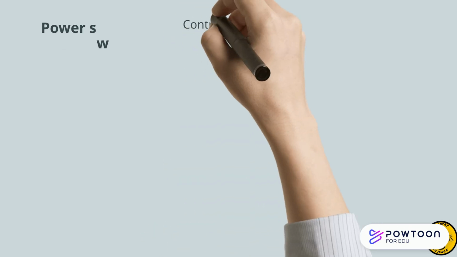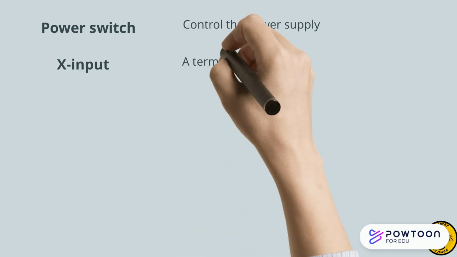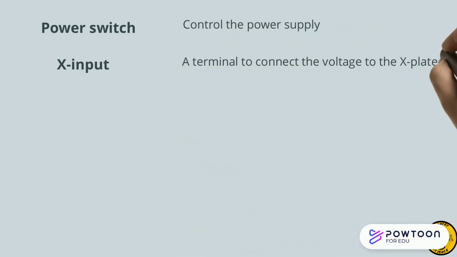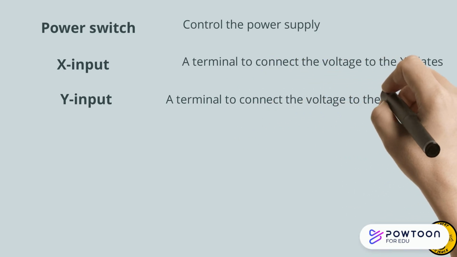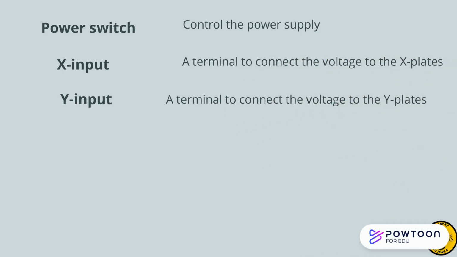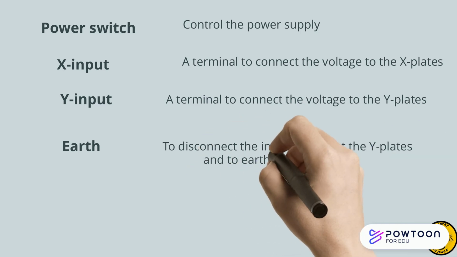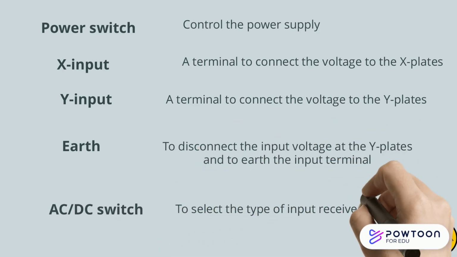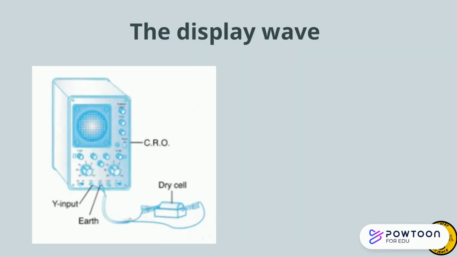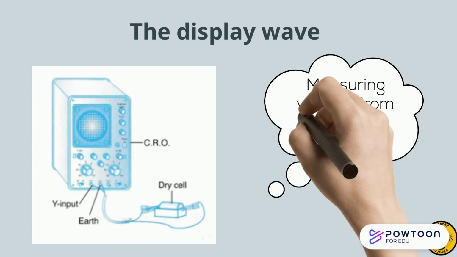Power switch. Controls the power supply. X input. A terminal to connect the voltage to the X plates. Y input. A terminal to connect the voltage to the Y plates. Earth. To disconnect the input voltage at the Y plates and to earth the input terminal. AC-DC switch. To select the type of input received. The display wave. It is measuring voltage from the DC source using a CRO.